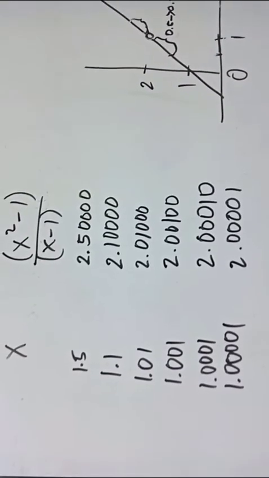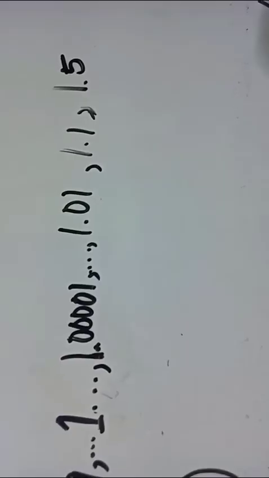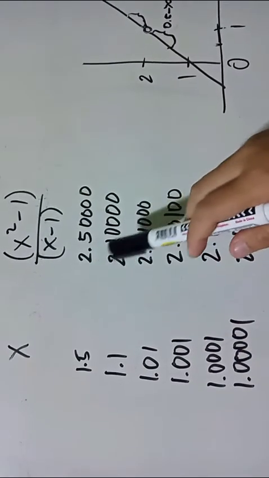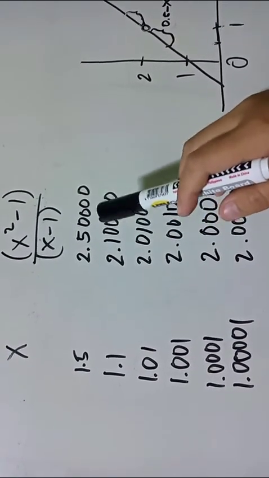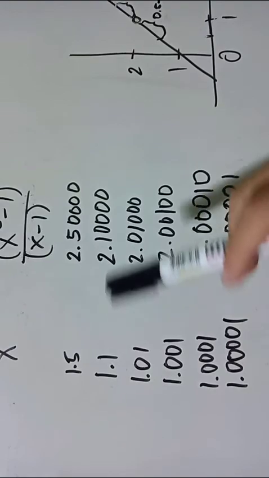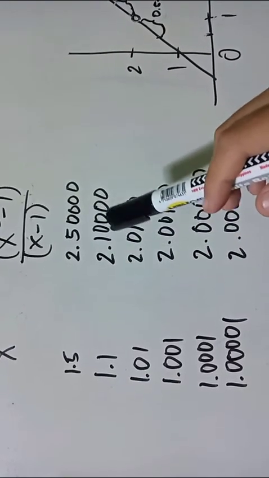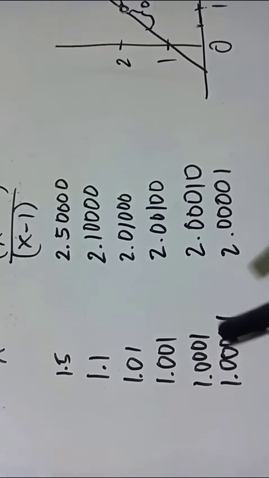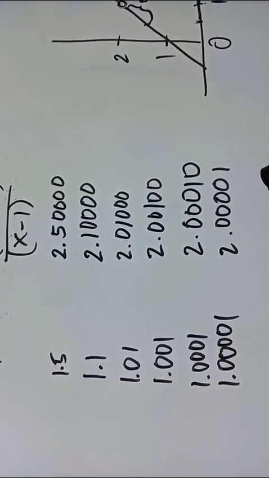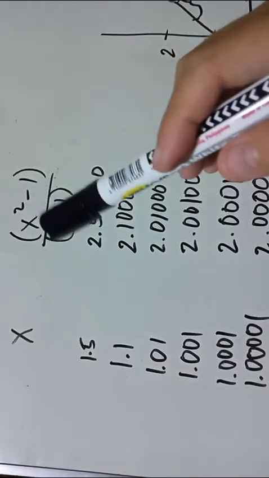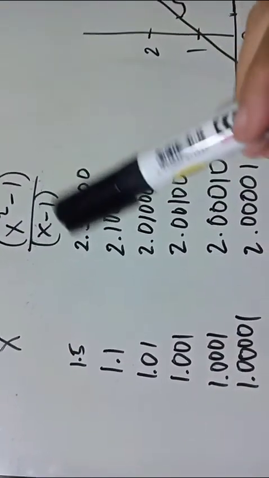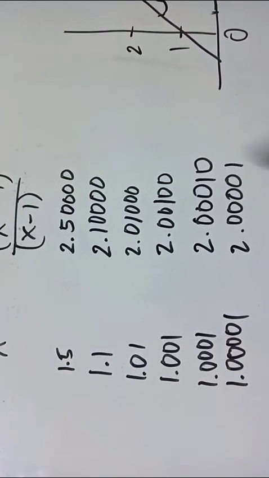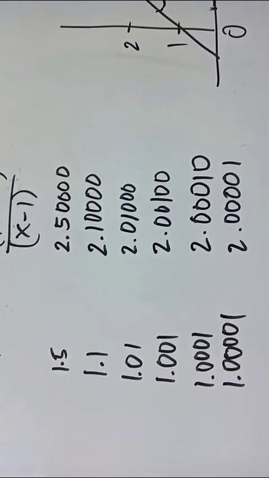So, if we are going to substitute the values of x from the right side of 1, ang makukuha natin sa 1.5 is 2.50000. Then, sa 1.1, we have 2.10000 up to 1.0001. Ang makukuha nating value doon sa equation natin na x squared minus 1 all over x minus 1 is 2.00001. So, papalapit siya ng papalapit sa 2.